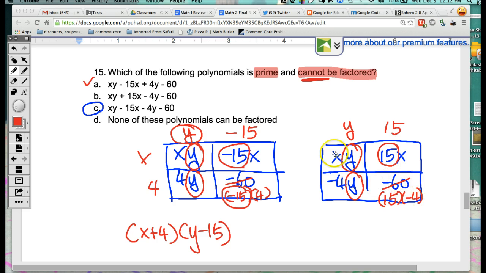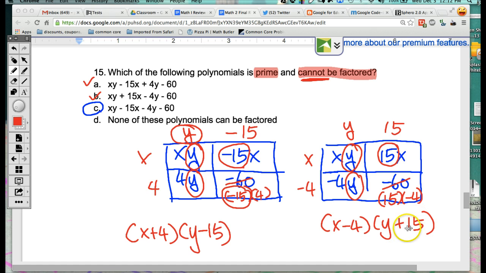All right, so now I'm standing here looking at xy and 15x. What do I see in common? X. Now I'm standing here. What do I see in common? I have negative 4y and negative 4. Good job. It's very obvious, right? So the answer for the second equation, B, is x minus 4 times y plus 15.